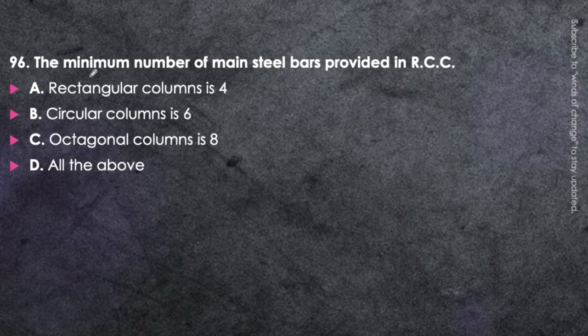Next question. The minimum number of the main steel bars provided in RCC. For rectangular column it is 4, for circular column it is 6, octagonal column it is 8, or all of the above. Just think about it. The answer will be all of the above, and we have to memorize it. It is very important. For rectangular column, the minimum number of main steel bars that has to be provided is 4. For circular column it is 6, in which helical reinforcement is provided, and in octagonal column it is 8. So memorize it.